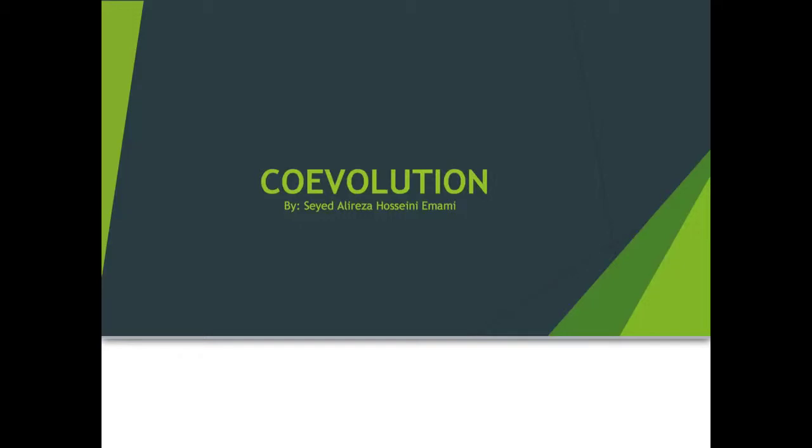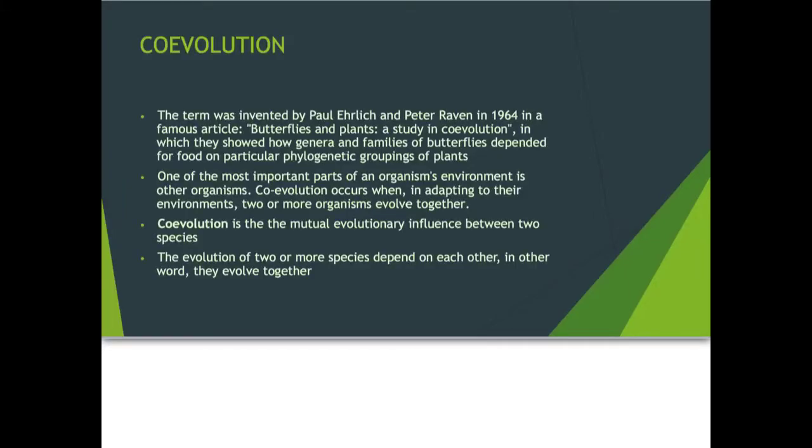In this presentation, I will explain coevolution and different types of it. The term coevolution was first invented by Paul Ehrlich and Peter Raven in 1964. One of the most important parts of an organism's environment is other organisms. Coevolution occurs when, in adapting to their environments, two or more organisms evolve together.